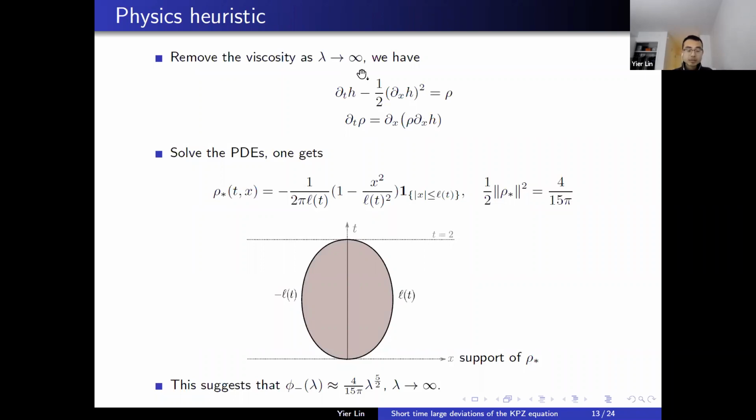And the other problem is, you find a solution for this pair of PDE, but in general, for this kind of Hamilton-Jacobi equation, the solution is not unique. What you really need to do is look at all possible solutions of this rho and H, compute their L2 norm and find the smallest one among them. So there's also the problem of uniqueness.